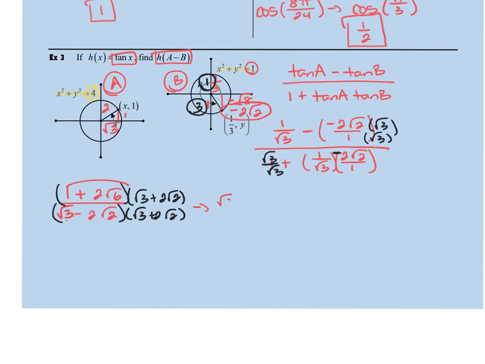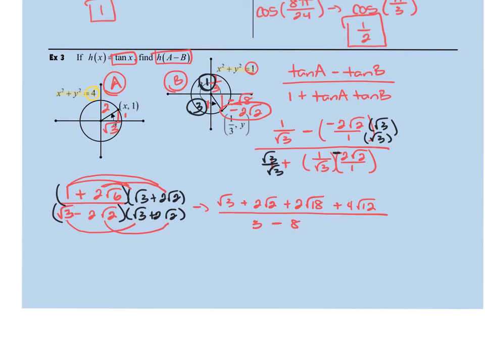This is going to give me a radical 3. This is going to give me a 2 radical 2. Then I'm going to have a 2 radical 18 and a 4 radical 12. Do not try to do this stuff in your head. You will end up getting yourself confused. In the denominator, I only need to worry about these two terms. So I'm going to have a 3 minus 8.